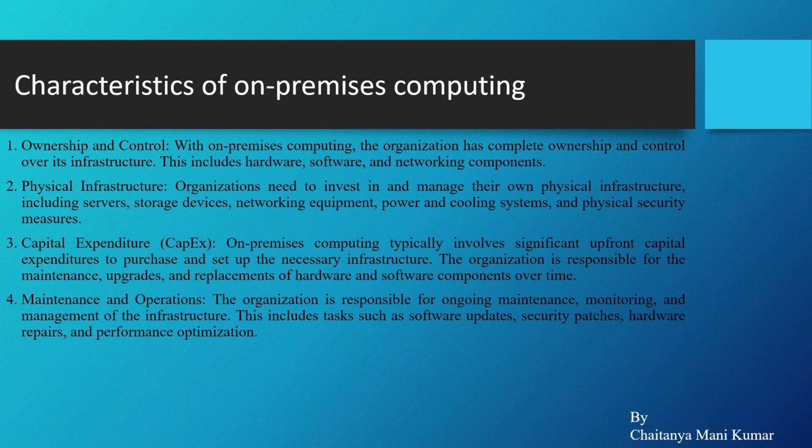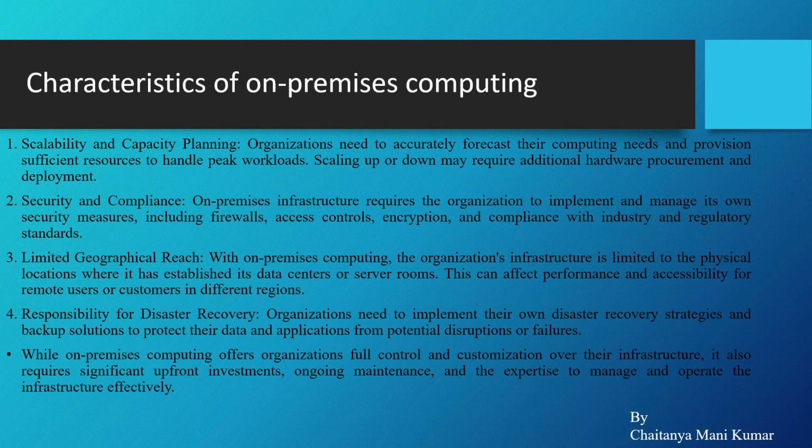So what is the first one? Ownership and control, physical infrastructure, maintaining the physical infrastructure, capital expenditure, maintenance and operation costs, operations and scalability and capacity planning, security compliances, limited geographical reach, and responsibility for disaster recovery. So these 8 things have to be performed by us. The whole and soul, the entire ownership will be in our hands. We can do whatever we want to do. We have the advantages of on-premises, as well as the disadvantages.